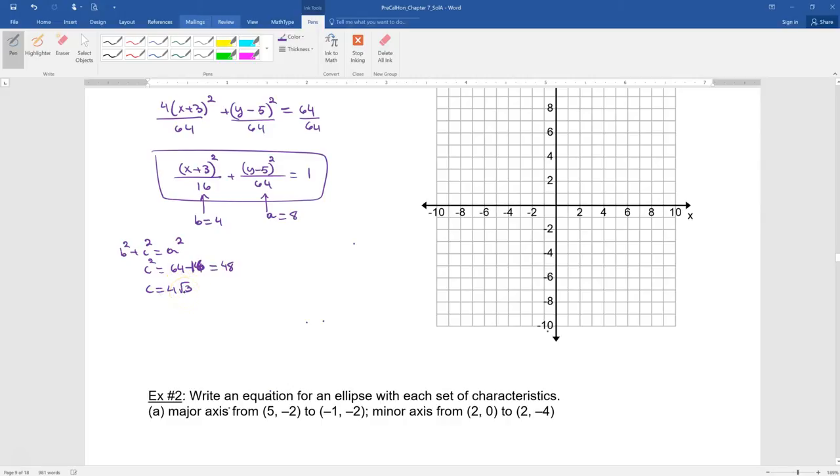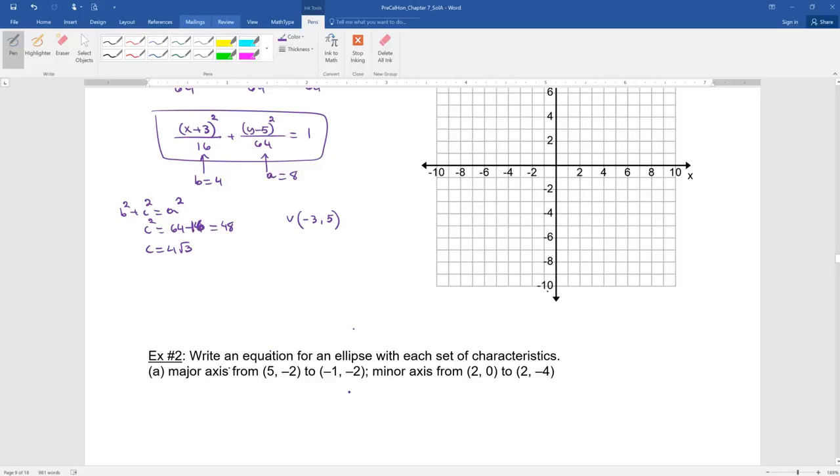All right. So, what's my vertex? It's going to be negative 3 and 5. Oh, no, sorry, that's the center. The vertex is h, k plus or minus a. So that's going to be negative 3 and 5 plus or minus 8.